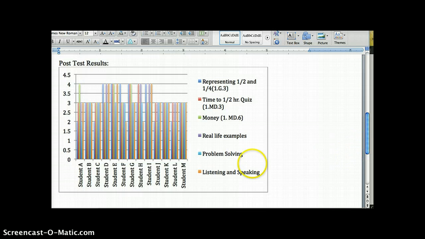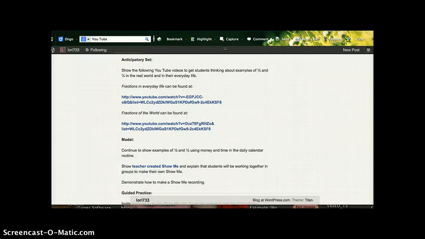Students were very motivated to use the technology and really developed a great deal of understanding because of it. Once I had the rubric, once I had the standards that I wanted, once I did the pretest, I was able to develop the lesson plan.